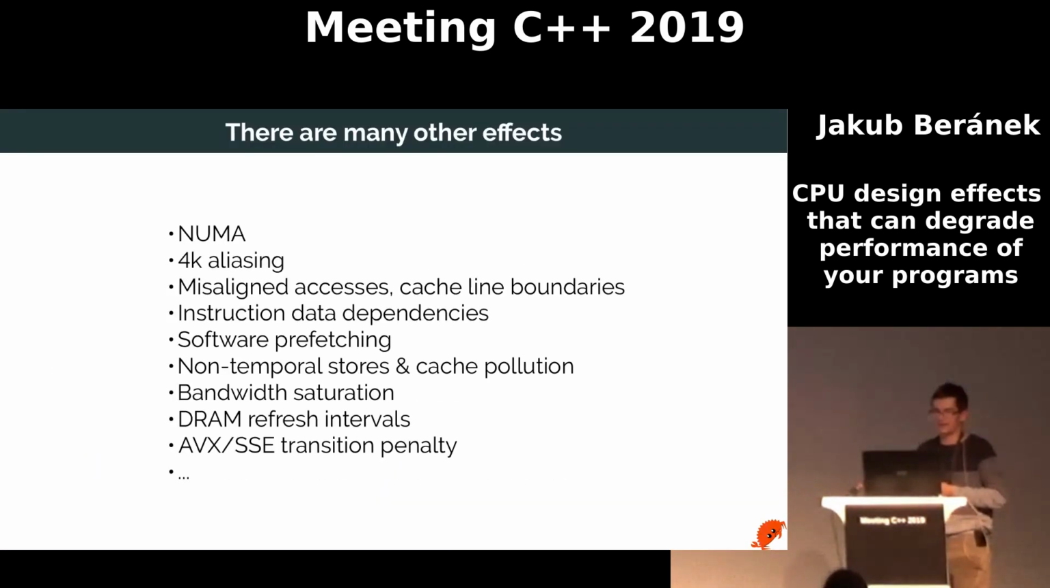I have shown you some basic effects, but there are a lot of other hardware effects that you can demonstrate. NUMA effects, which will become very important in the upcoming years because our DRAMs grow so much that we cannot make sure that accessing all parts of the DRAM will have the same latency. So non-uniform memory access is something that we should take into consideration when we care about performance. Also 4K aliasing, misaligned accesses, prefetching, non-temporal stores, bandwidth saturation, and a lot of effects.